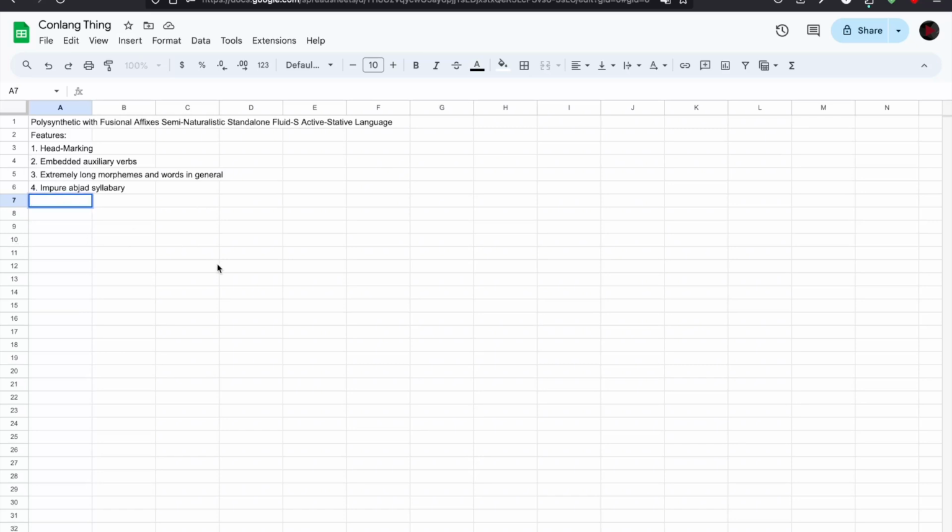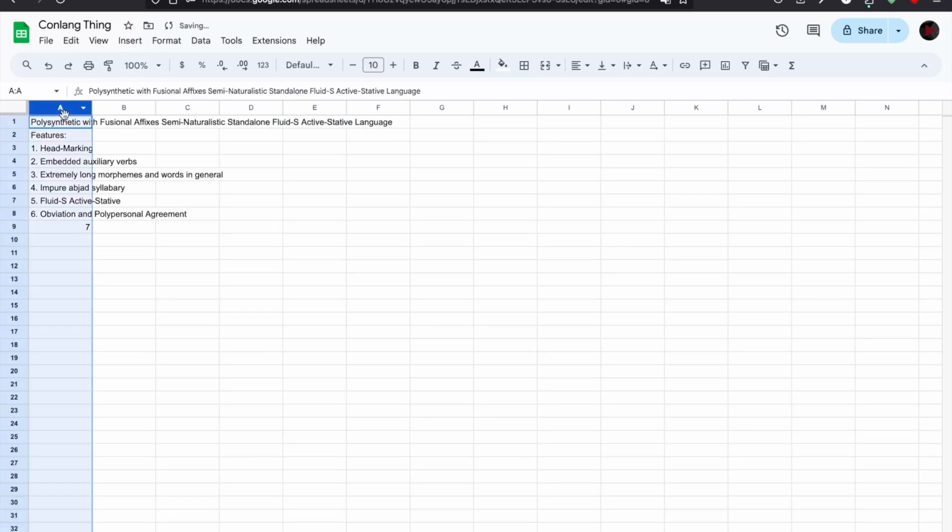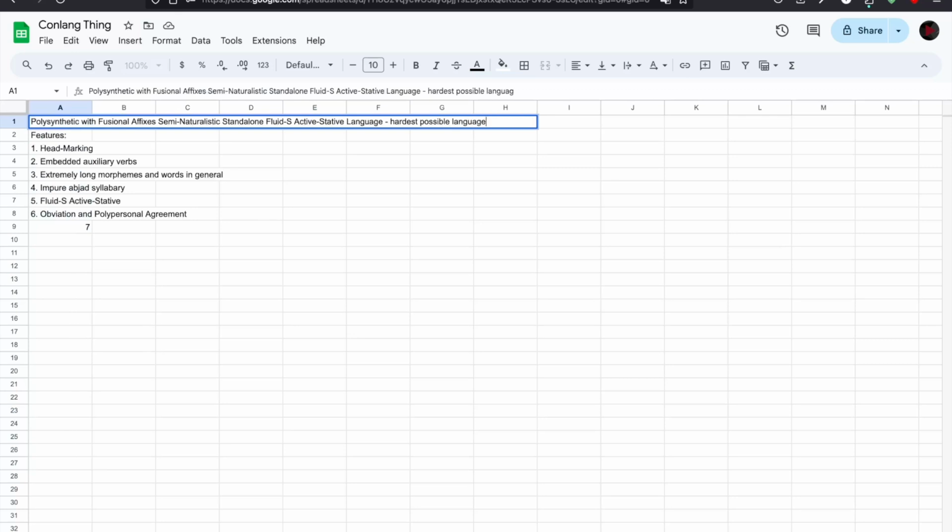Impure abjad syllabary. Okay, I want this to be fluid S, active stative. I want this to have obviation and polypersonal agreement. So basically, my aim for this language is to be the hardest possible language for native English speakers to learn, right?